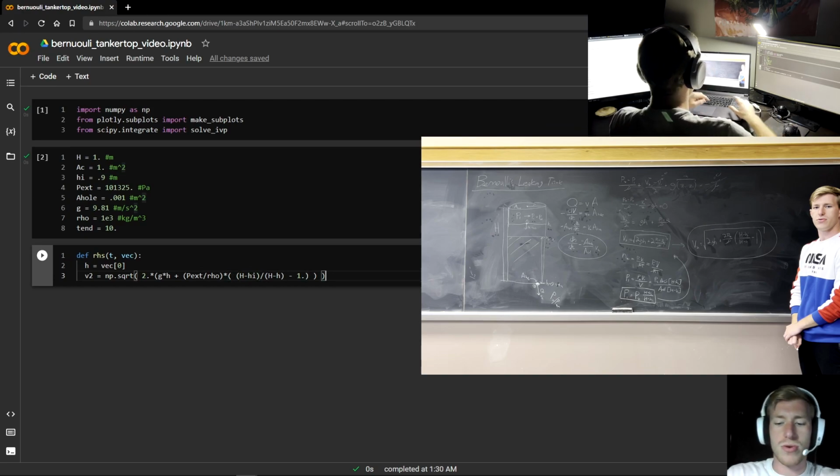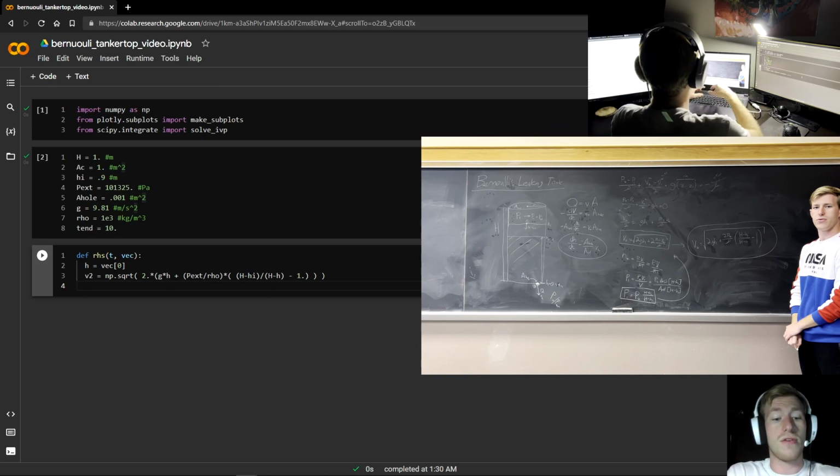So that's going to be our V2, and of course that's not the whole of the equation right there. We also need to know the actual whole right-hand side, because that's just V2. So the actual right-hand side, which is what we're going to return, is going to be negative the area of the hole over the area of the cylinder, so the ratio between the two areas, multiplied by V2.